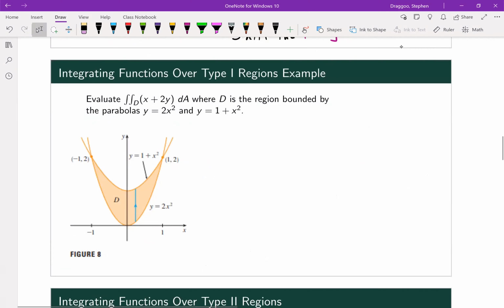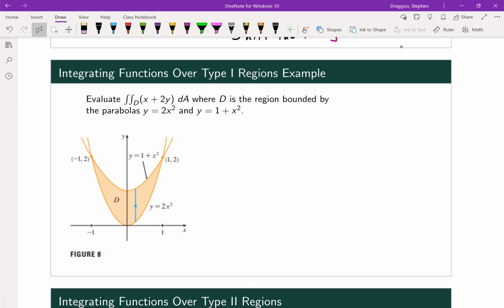So let's put that into practice, evaluating a double integral over the region that is bounded by parabolas y equals 2x squared and y equals 1 plus x squared. So we've mapped that out in figure 8, where 2x squared is going to lie on the bottom and 1 plus x squared will be on the top, and then we would set those two equal to each other to find their intersection points. But we can see from the graph that intersection is at (1, 2) and (negative 1, 2).